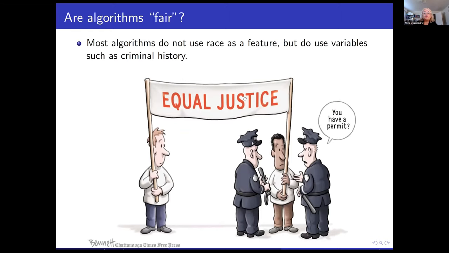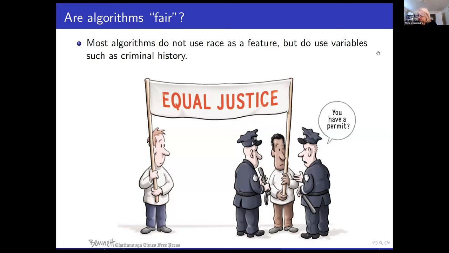There's been a debate about whether these algorithms are fair in terms of race. Are they race neutral? Most algorithms, or at least the ones we know about, do not use race as a feature. That would be a little too blatant. But they use variables such as criminal history that are very highly correlated with race. It's well known that for the same crime, blacks and Hispanics and other minorities are arrested more often, convicted more often, and spend longer time in jail than white offenders. So these data are fraught with biases.